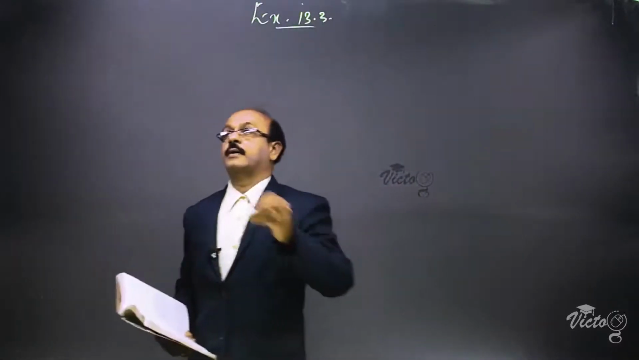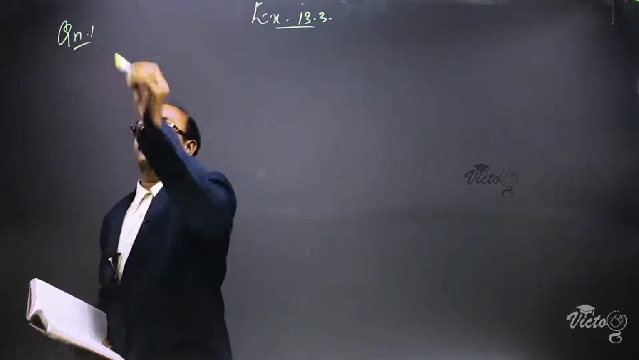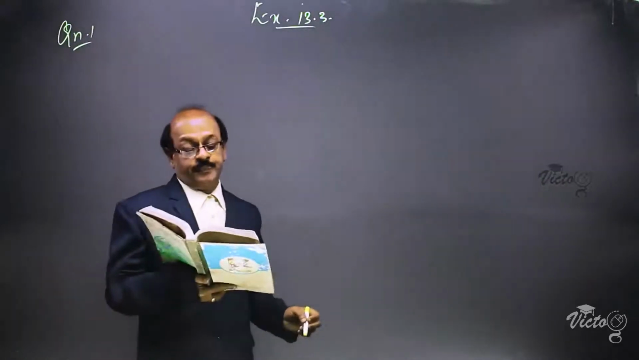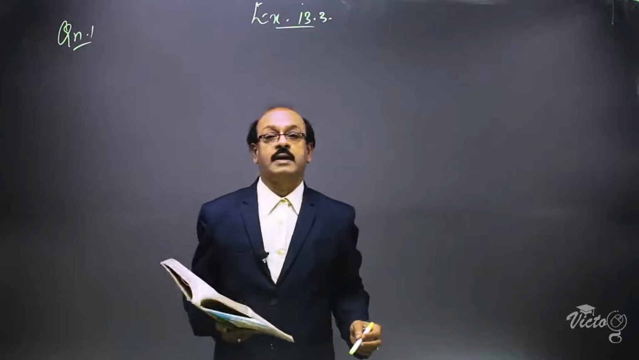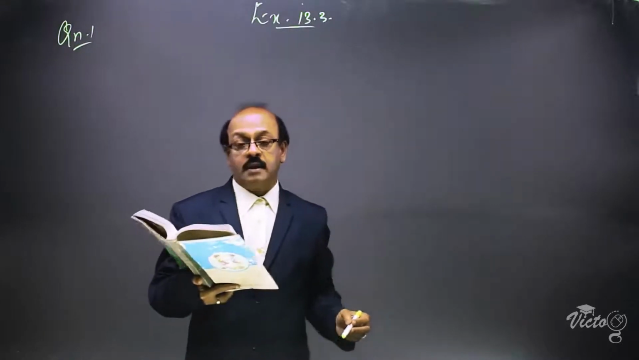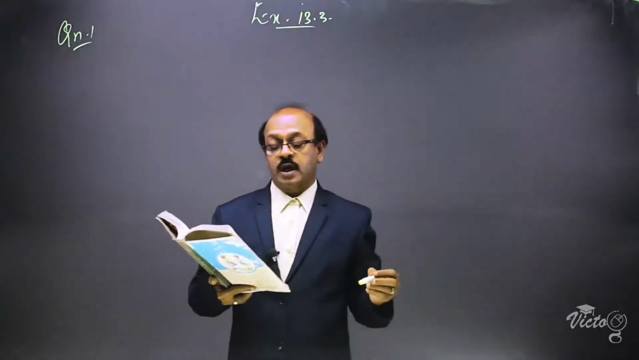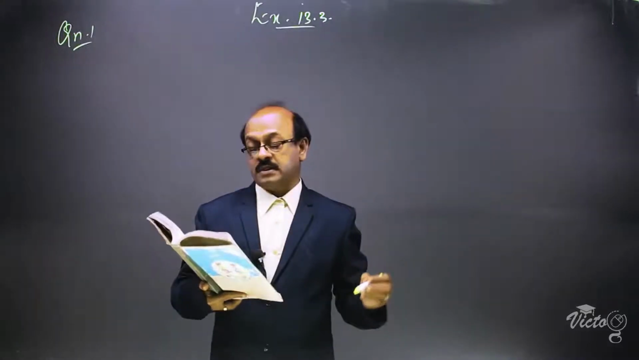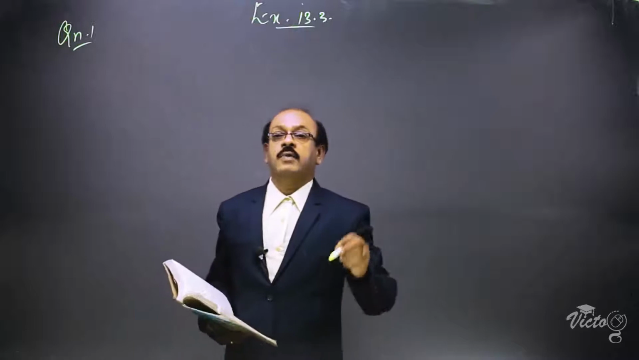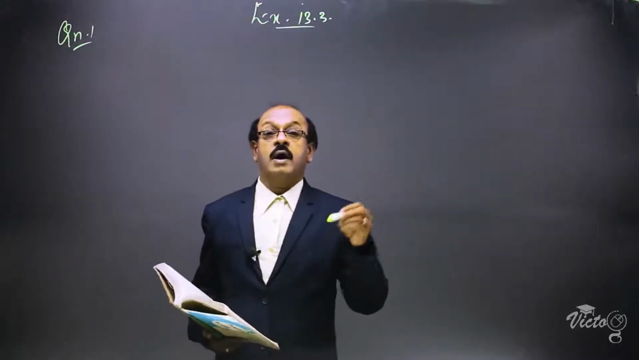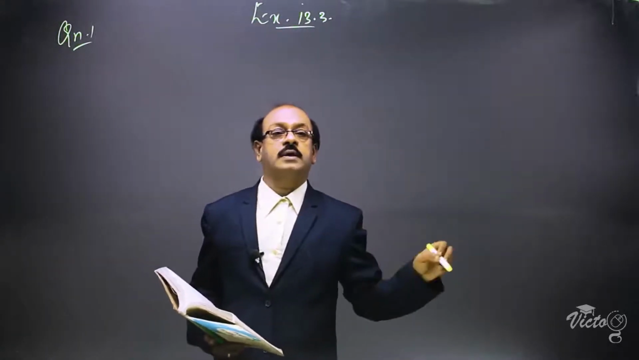Exercise 13.3, question number 1. First question is, a metallic sphere of radius 4.2 centimeter is melted and recast into the shape of a cylinder of radius 6 centimeter. Find the height of the cylinder. Here we are dealing with the problems of conversion from one shape to another shape.